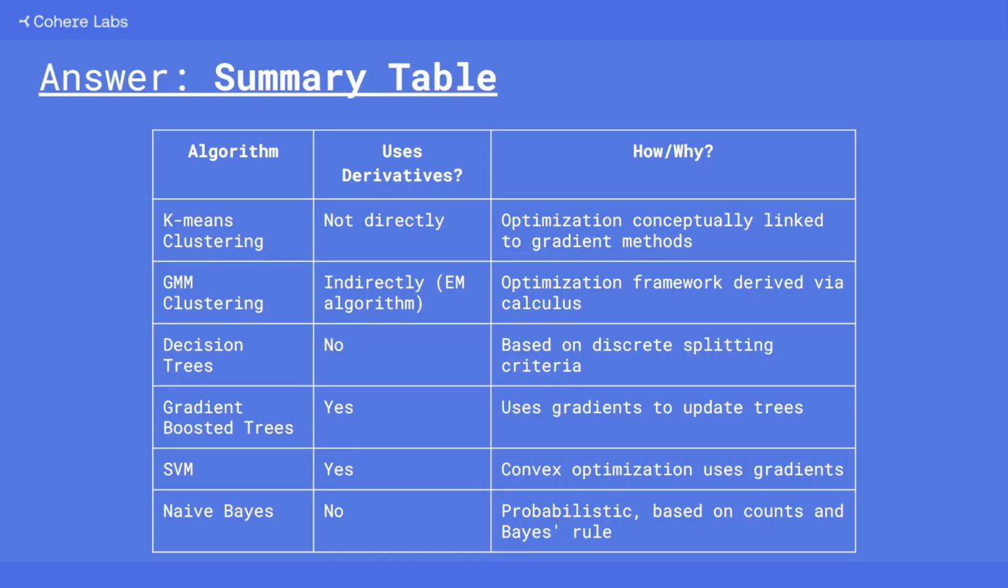Support vector machines, yes, they absolutely use derivatives. They use convex optimization, which uses gradients. And finally, naive Bayes, like we just discussed, does not use derivatives. It's probabilistic and based on counts and Bayes' rule. So that sums up our first question.